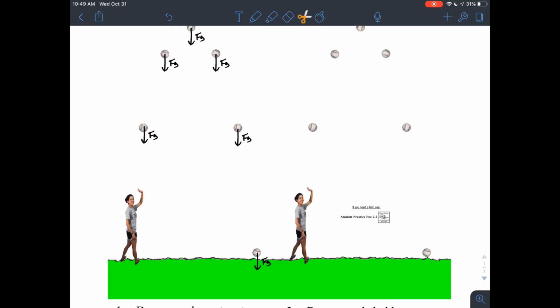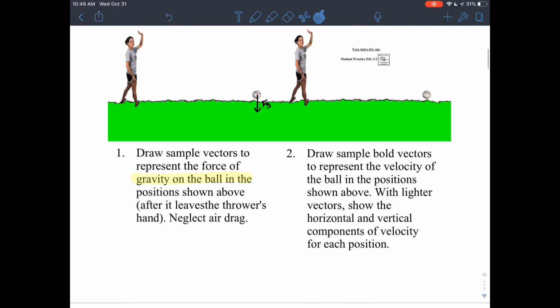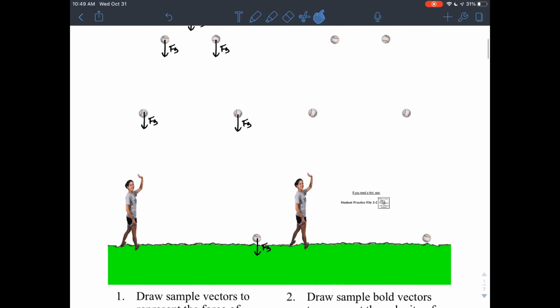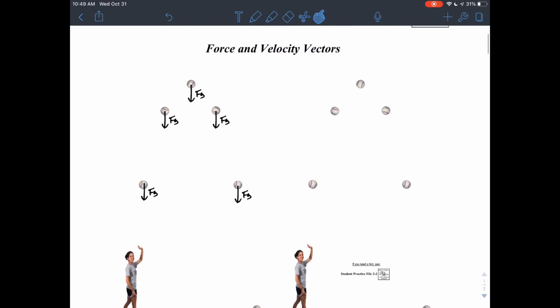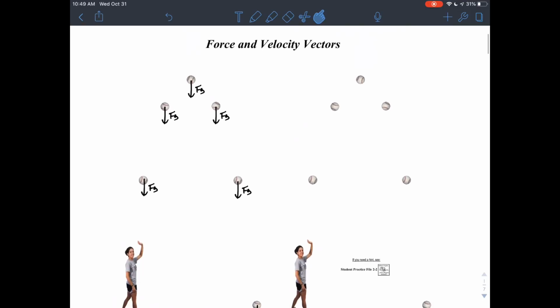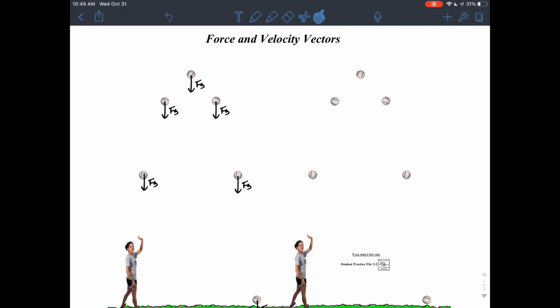Now, in part two, we're going to step away from the weight and the force, and we're going to look at velocity. They want us to draw bold vectors to represent the velocity of the ball in the positions shown above, with lighter vectors to show the horizontal and vertical components for each position. So we're going to look at the components first, and then we'll put it together to find the total velocity for each position.